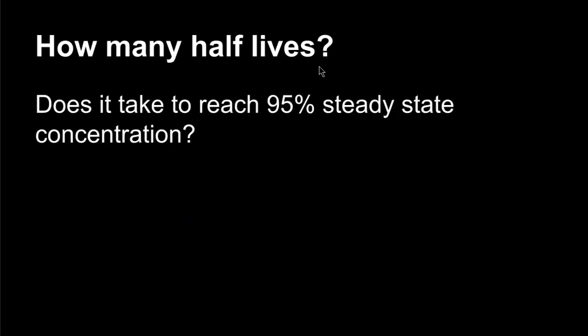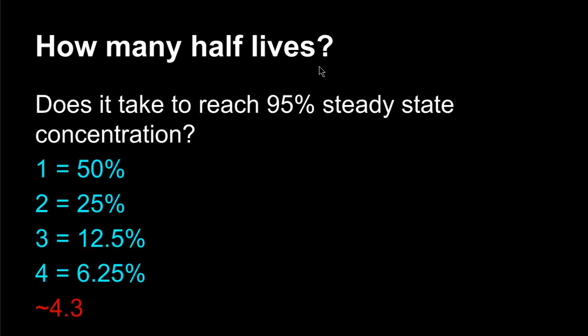So a half-life is some given amount of time that it takes for a drug to reach 50% of its concentration, and 2 half-lives would be 25%, and 3 would be 12.5%, and so on. So the question is, how long does it take to reach 95% steady state concentration? So in other words, essentially to deliver 95% of the drug systemically. Well, if we break it down, we can see that one half-life, like we said, is 50, 2 is 25, and so on. So we know that 4 half-lives is about 6.25%.